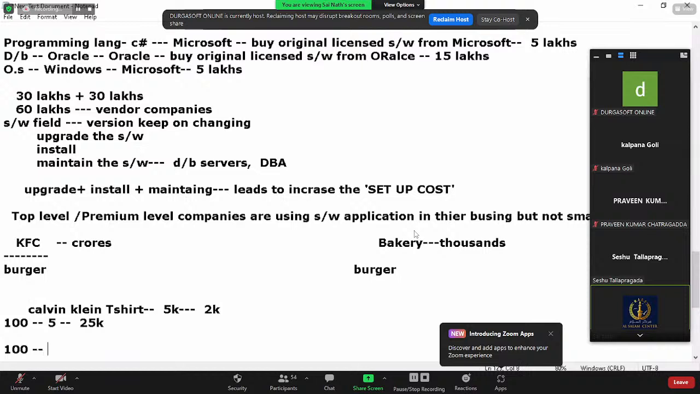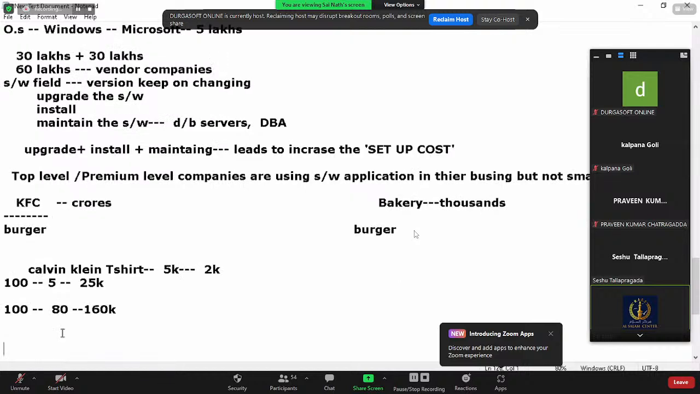In case the company reduces the cost from 5,000 to maybe 2,000, then how many people can afford? Out of 100, at least 60 people? Or at least 80 people? Yes. 3,000 rupees reduced here. So 80 into 2,000, how much? 160K. It means that if you reduce the cost, then customers are increasing. If customers increase, you will get more business or not? Yes or no, all of you? Yes, sir. Good.